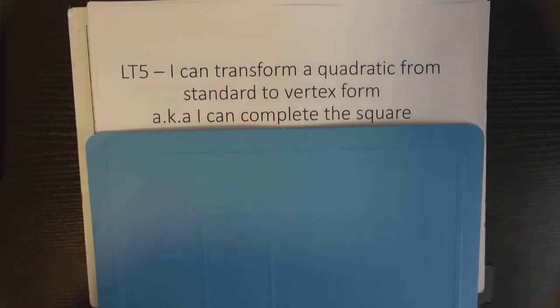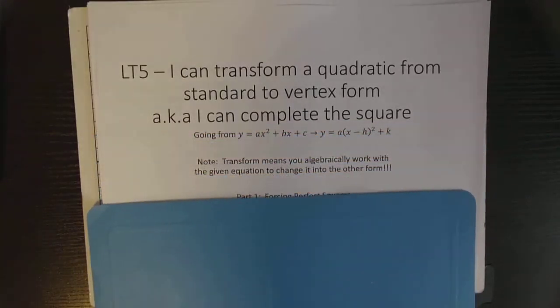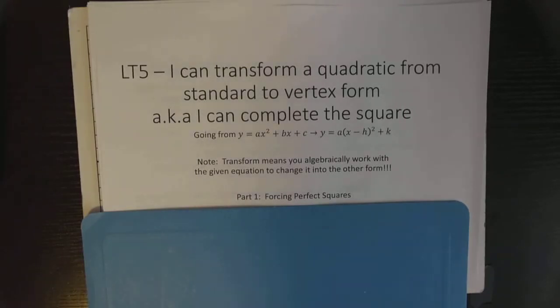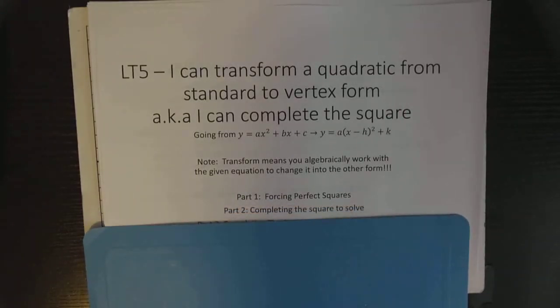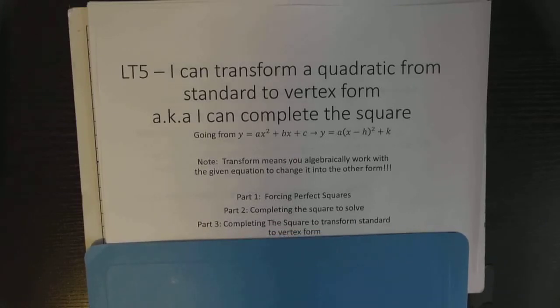This video is going to hit learning target 5. I can transform a quadratic from standard to vertex form. This is also known as completing the square. And this is actually going to be broken up into 3 parts. The first part is forcing perfect squares. Part 2 is completing the square to solve. And then part 3 is completing the square to transform standard to vertex form.